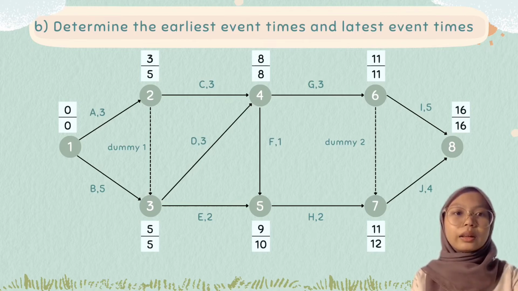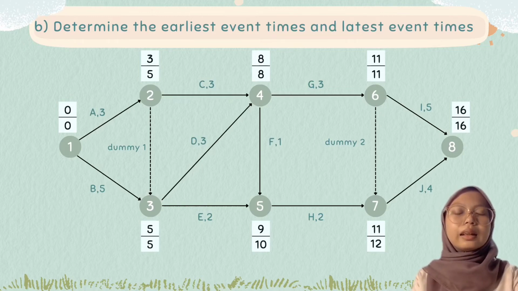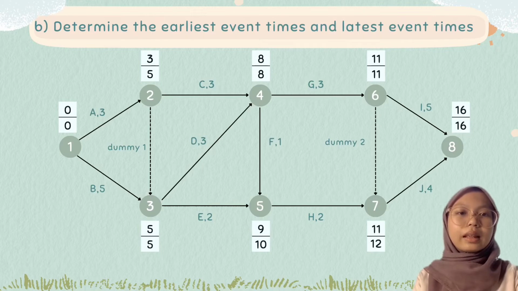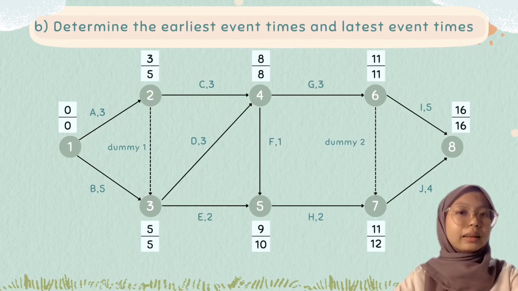And last node 8, EET node 6 plus duration activity I, which is 11 plus 5 is 16. And the EET node 7 plus duration activity J, which is 11 plus 4 is 15. So take 16 as the largest number for node 8. Okay, settled for EET, and now we continue with LET.